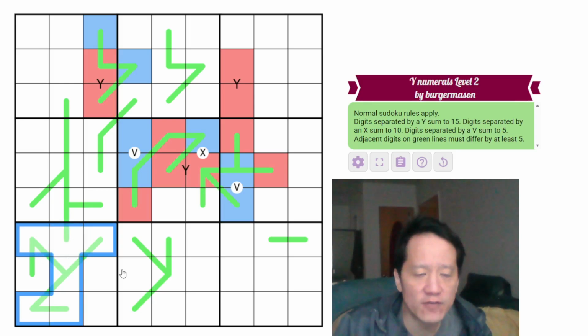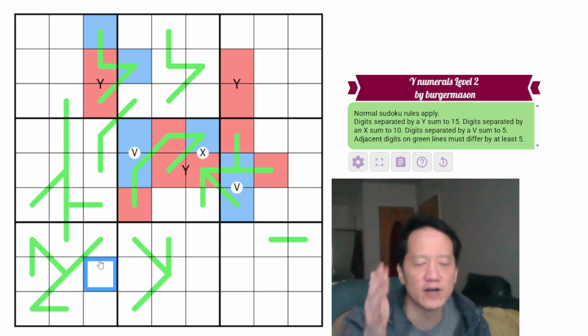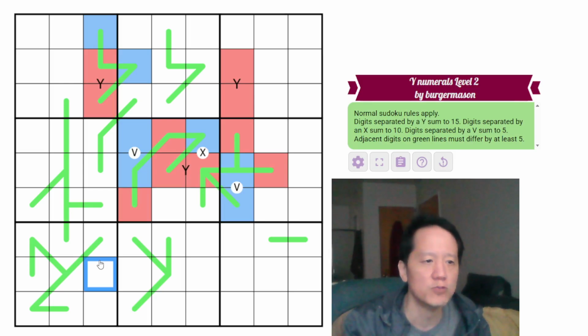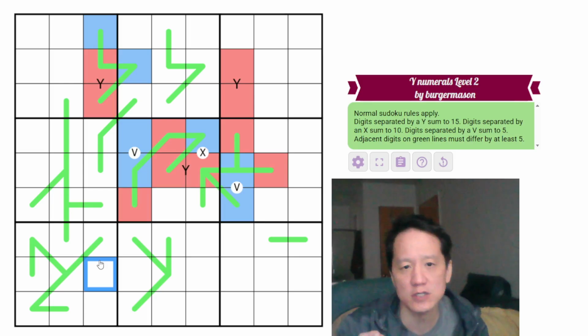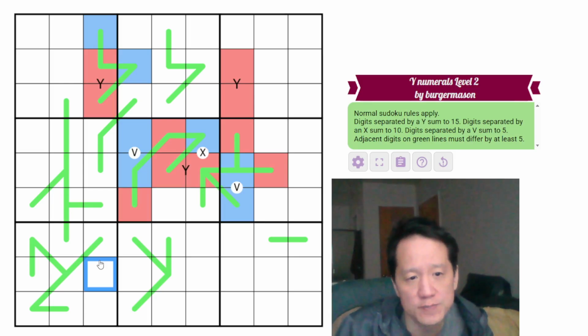Also, 5 can never be on a German whisper line, right? Because 5 is not 5 away from anything. If you subtract 5 from 5, you get 0 and below, which is not a normal Sudoku digit. If you add 5 to 5, you get 10 or above, which are not digits.